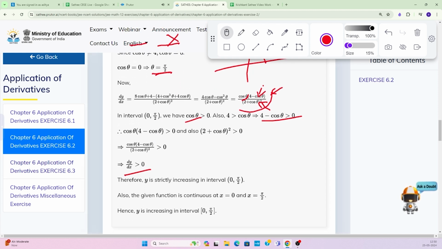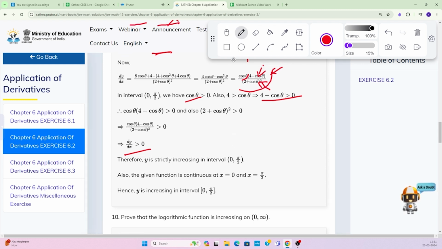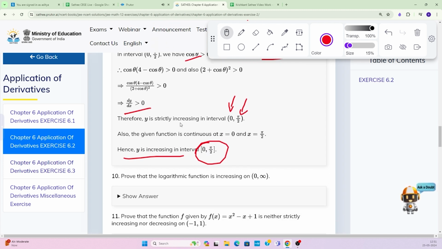So this means y is strictly increasing in the open interval 0 to pi. Also, if you remember the theorem, when it is given that it is continuous at the endpoints, then we can also say that y is increasing in the closed interval 0 to pi. But in the open interval it is strictly increasing, and in the closed interval it is just increasing. I hope that it is clear.